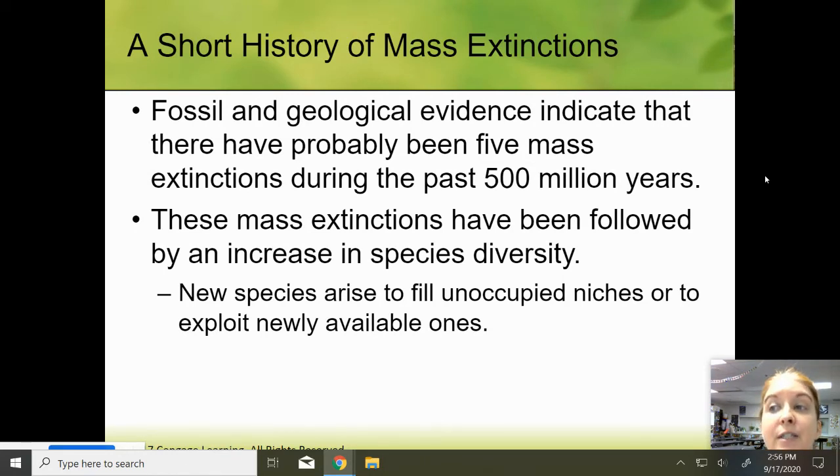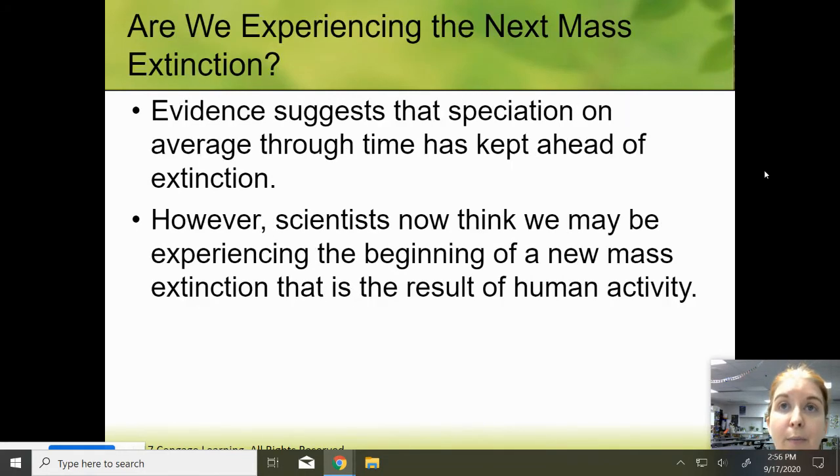These mass extinctions have been followed by an increase in species diversity. And that is because as things die, new species are going to arise to fill all those unoccupied niches or to exploit newly available ones. So often after a mass extinction, we also often have a whole bunch of new critters coming about.